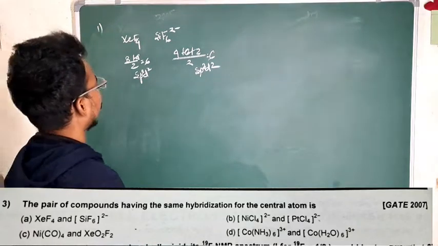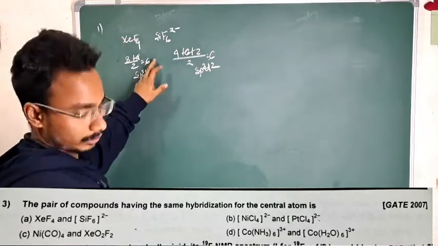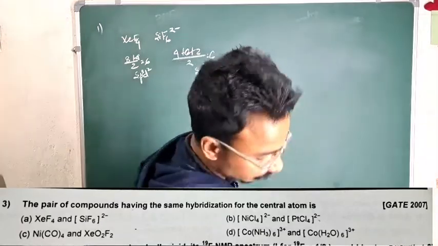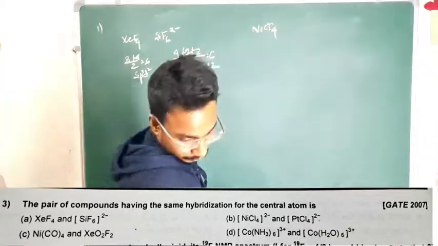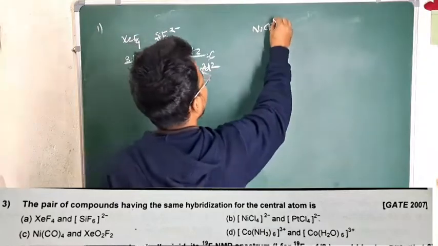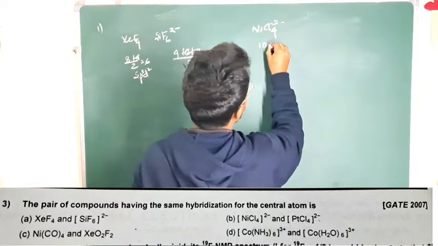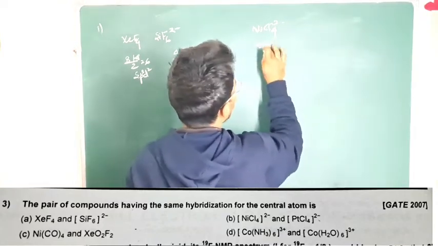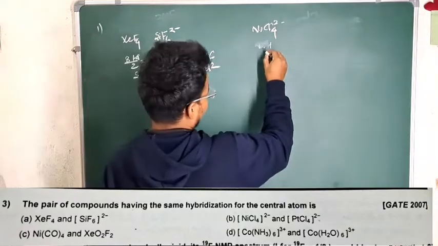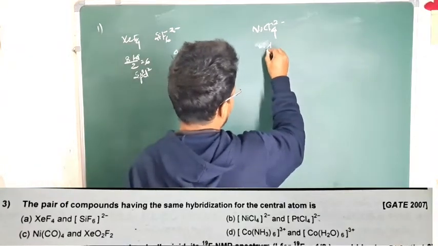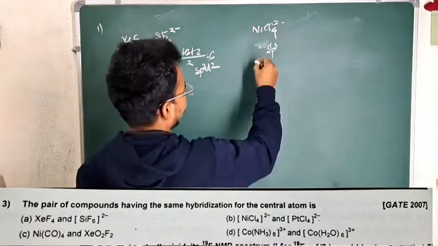So as you can see, we are getting our answer in the first option, but we will try the other ones also. We will see what hybridization will come. NiCl4 2 minus. NiCl4 is sp3. So nickel, as you can see, nickel is sp3 because it is a d8 system.